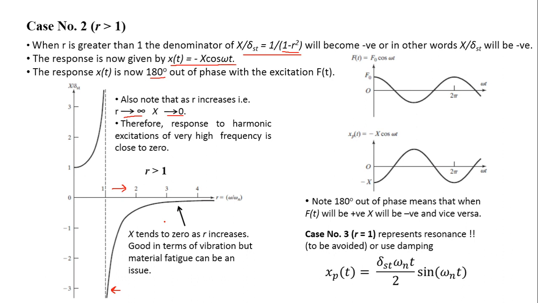But high rpms, high speeds, or high frequencies mean greater material fatigue. So material fatigue at very high excitation frequencies can be an issue. But as far as the vibrations are concerned, the amplitudes of forced vibrations will get reduced if the frequency of excitation is increasing. So 180-degree out of phase means that when the input excitation is at its maximum, your response will also be maximum, but it is negative. It will be negative maximum, you can say.